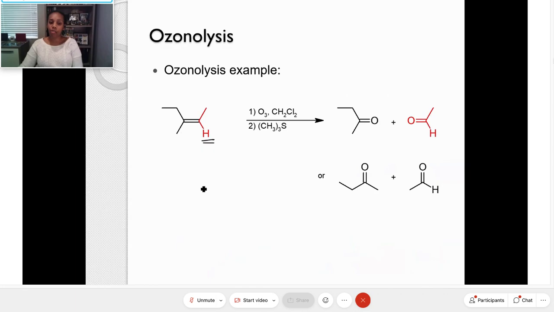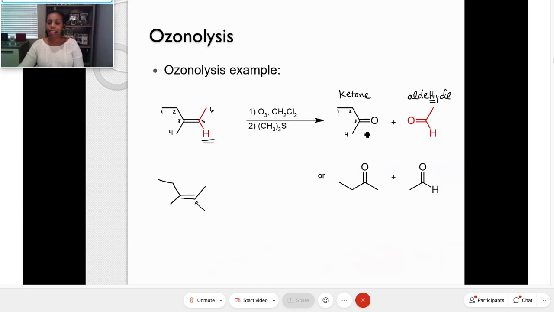So here's an example. You have to pay attention to where the hydrogens are. I might not always draw in the hydrogens. Actually, I won't. So if the alkene is drawn like this, you need to remember that there is a hydrogen there, which will give you an aldehyde product. Remember, this is a ketone, and this is an aldehyde. Aldehydes have the hydrogens. But anyway, 1, 2, 3, 4.